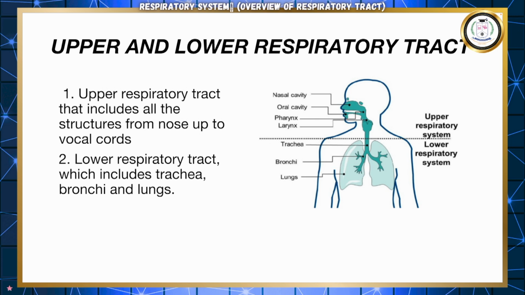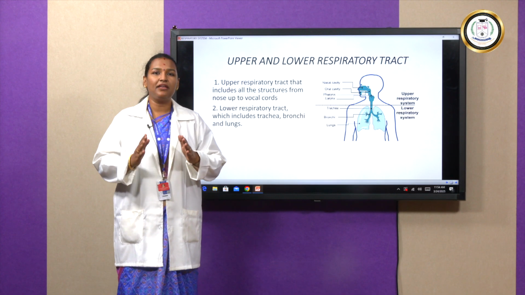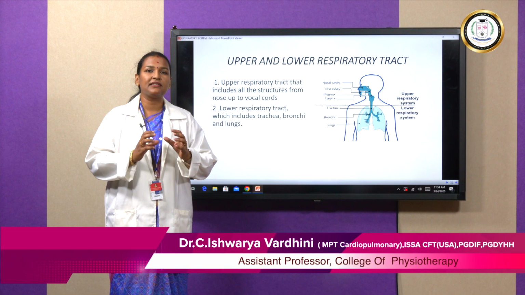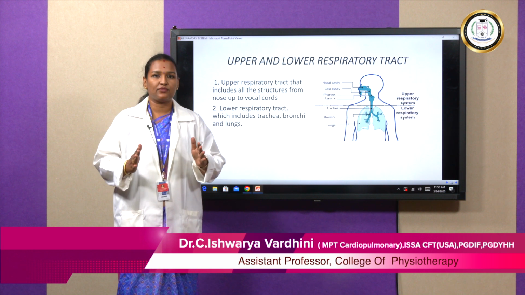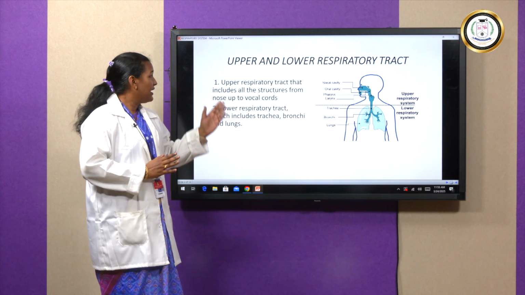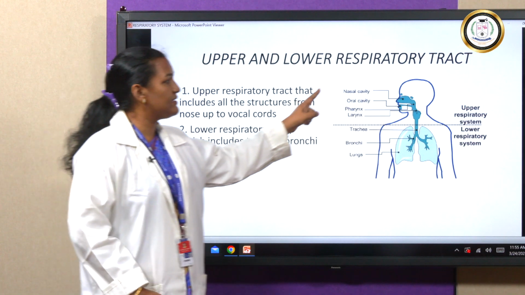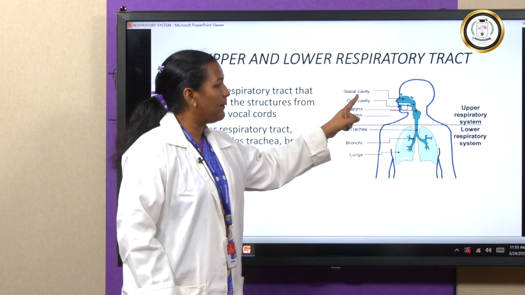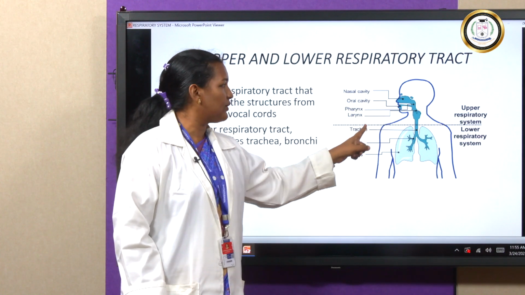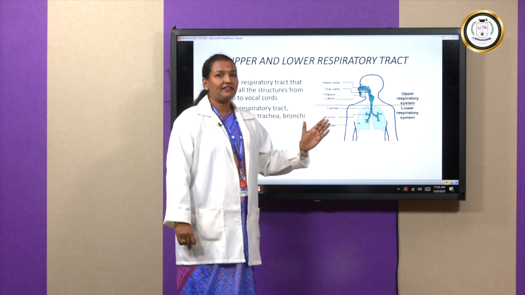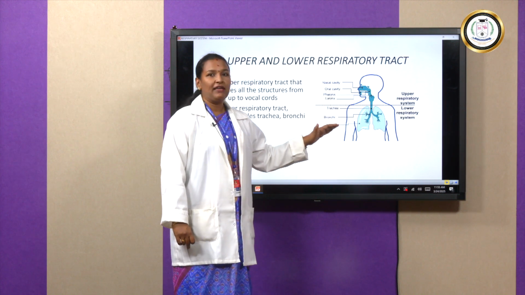For ease of functioning, this respiratory tract is divided into two types, namely the upper and the lower. It is only based on the structures and the function they do that it is categorized as well. So the upper respiratory tract begins from the nose up to the vocal cords. The lower respiratory tract includes the trachea, bronchi and the lungs. I have given the same in the picture as well. So the upper begins from the nose to the vocal cords or the larynx, and the lower respiratory tract begins from the trachea to the lungs as well.